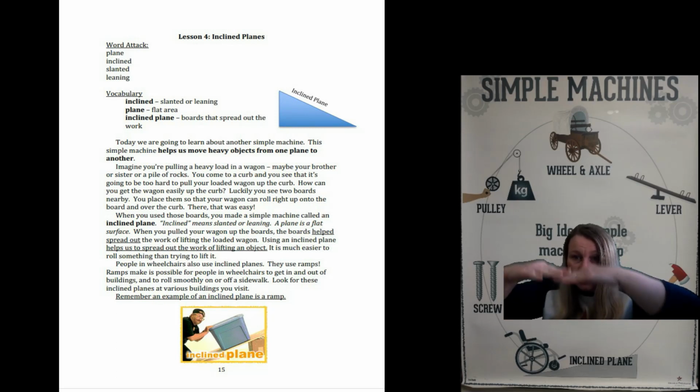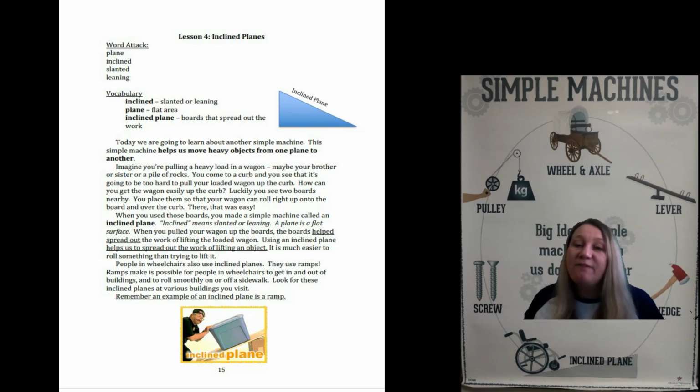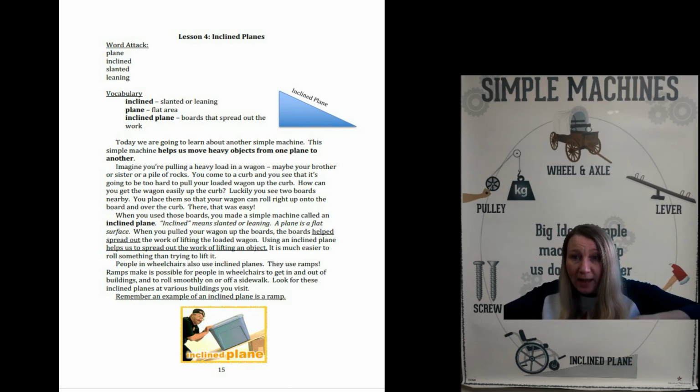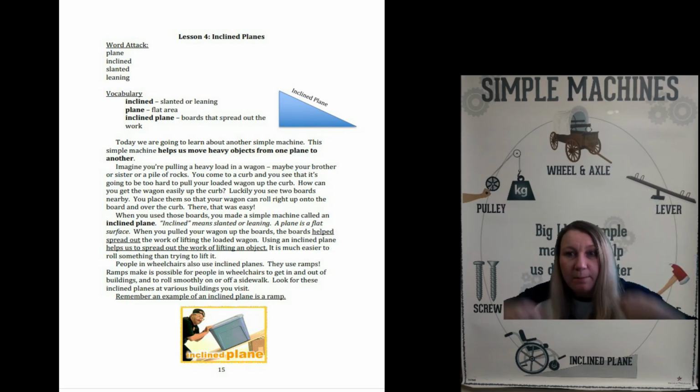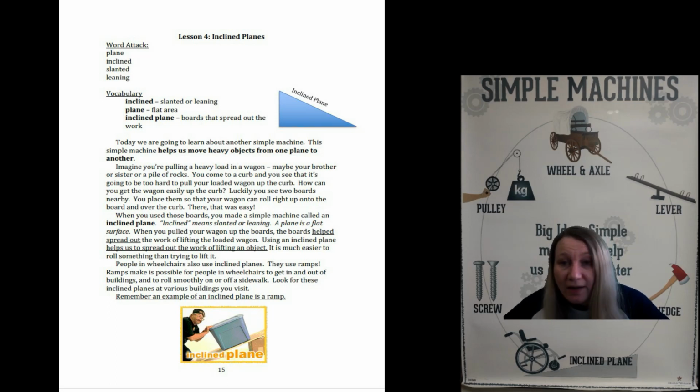Flat, flat, flat, just like you're going upstairs. Or, in that video, the flat surface was the ground, and then the next flat surface was the back of the truck. And gosh, it was sure heavy to lift, but not with the inclined plane. Push, push, push, how easy it went up.